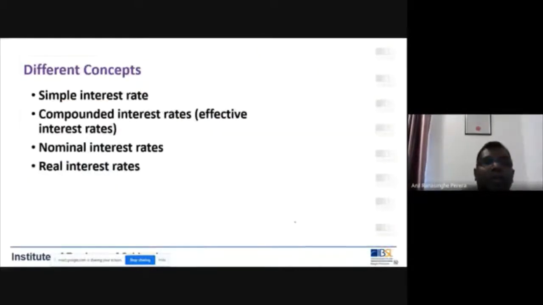And there are various interest rates operating in the financial system. We can identify these different interest rates used for different purposes. So in the next couple of slides, we will basically look at what are these different components or different definition concepts of interest rates. To start with, simple interest rate.